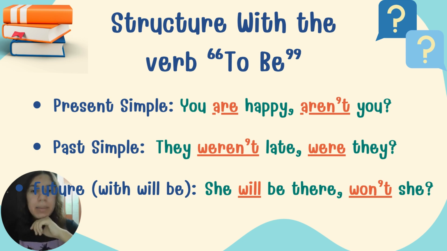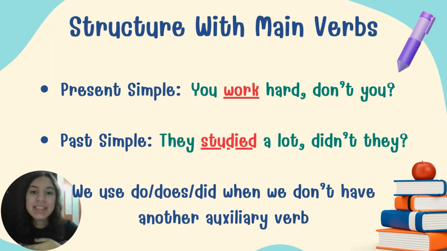But let's talk about past simple. They weren't late. Were they? Or vice versa. And the future, but with will be. She will be there. Remember that the negative of will is won't. And won't she?